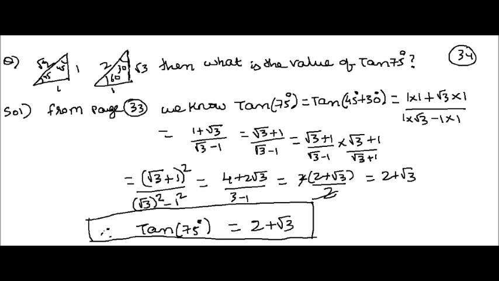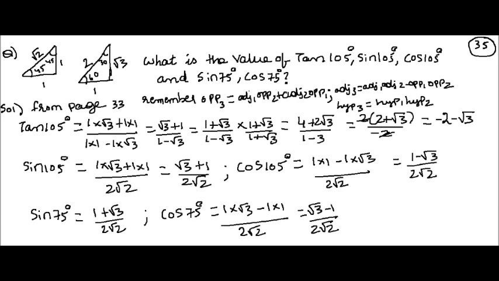Now similarly, let's calculate tan 105 degrees, sin 105, cos 105, sin 75, cos 75. So remember, we need the opposite side, the adjacent side, and the hypotenuse of the new triangle. So tan 105 we can write as tan of 60 plus 45 degrees, right?